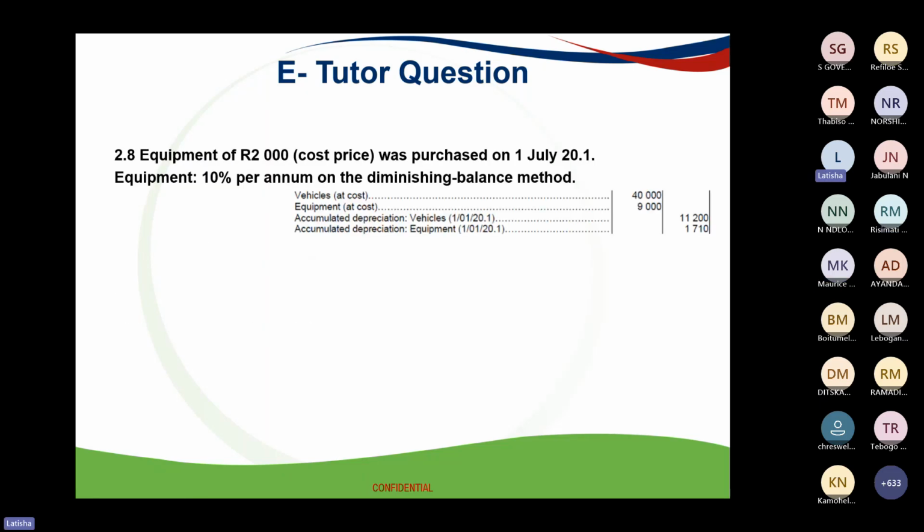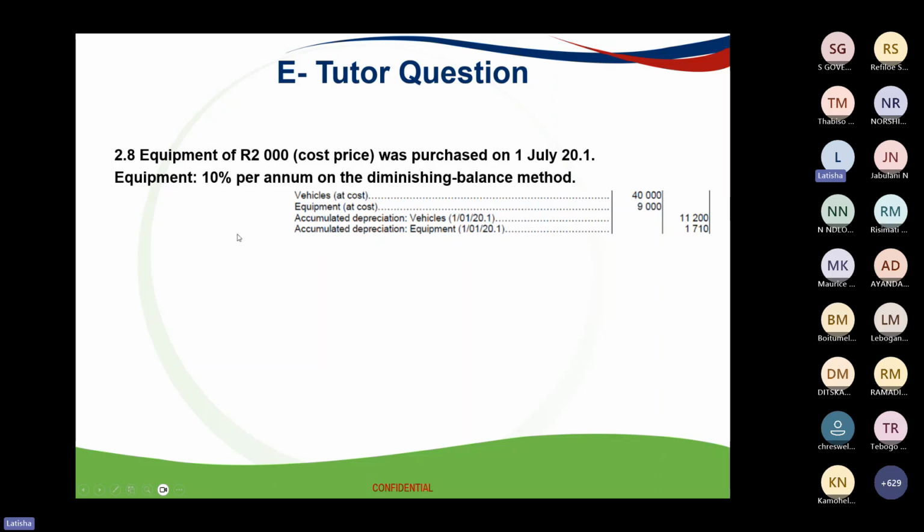Then we'll move on to 2.8. So this is where the depreciation and the assets come in. Okay, so 2.8 now says equipment of 2,000 Rand, and they tell us it's a cost price, was purchased on the 1st of July. And it also tells us that equipment is calculated 10% per annum on the diminishing balance method.